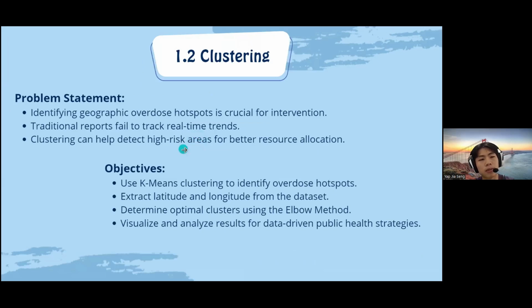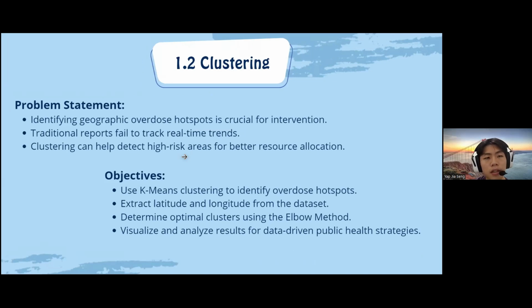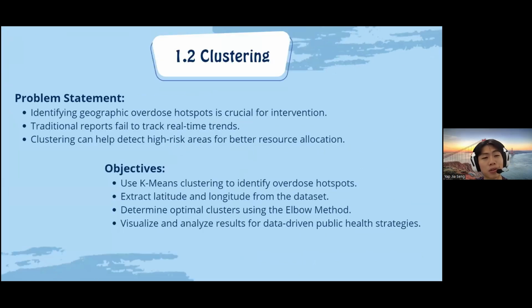The second one is the clustering problem. The problem statement in the clustering problem is to identify the overdose hotspots. Identifying the geographic overdose hotspots is crucial for intervention, and the traditional report failed to track real-time trends. Clustering can help us to detect high-risk areas for better resource allocation.